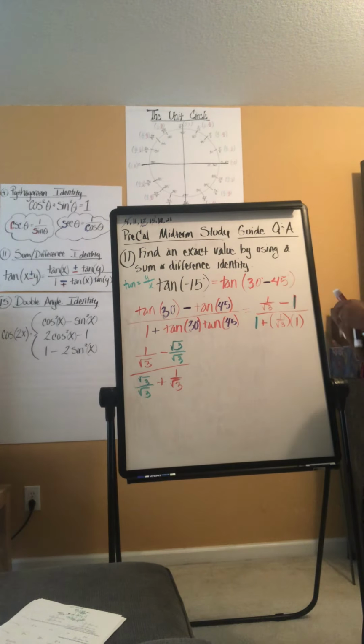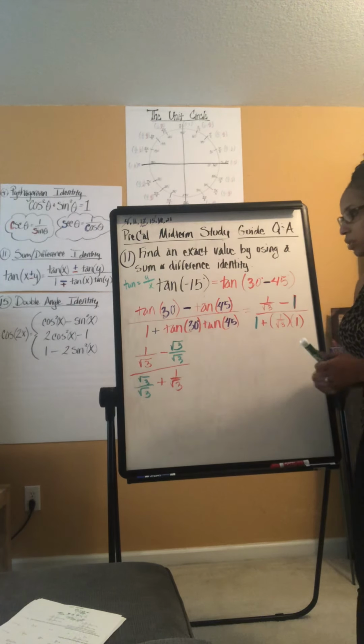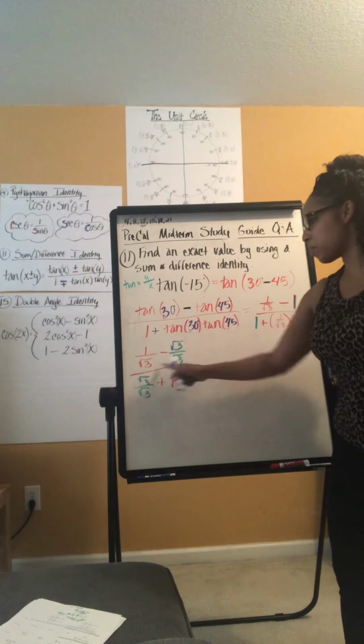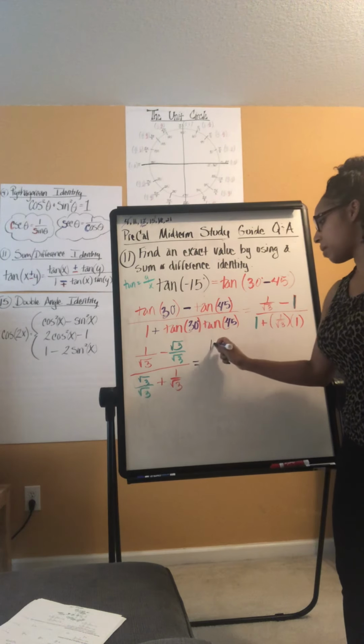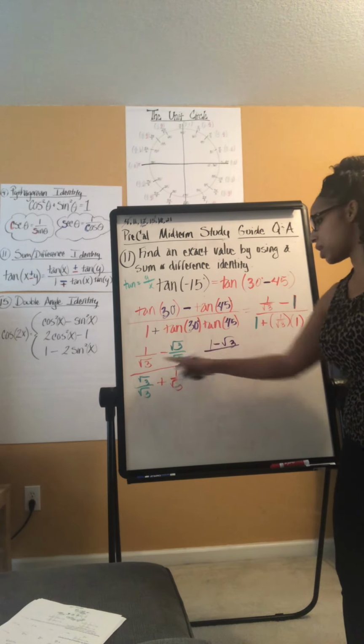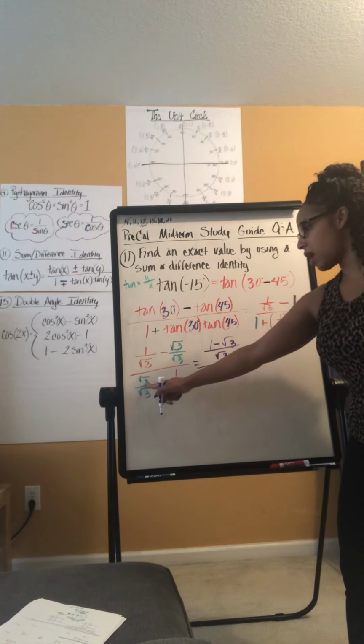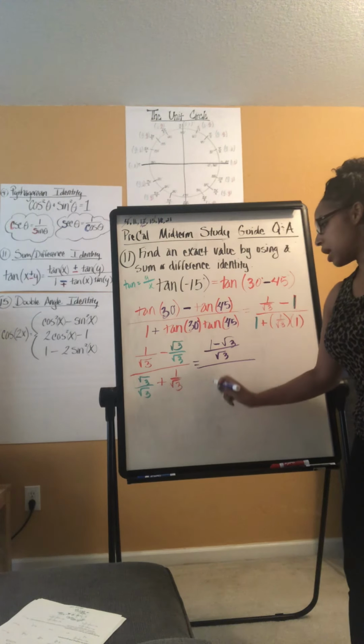Alrighty, so now that they have the same denominators, I need to put them together. Up top here, I have 1 minus the square root of 3, both over the square root of 3. And they both have the same denominator of the square root of 3. Down here, I have the square root of 3 plus 1.